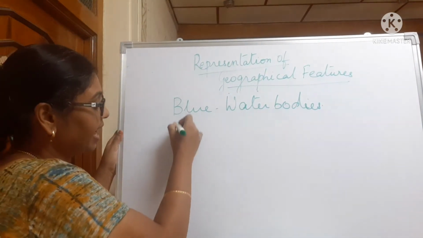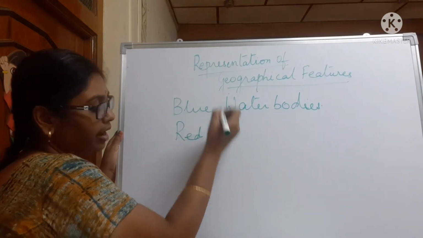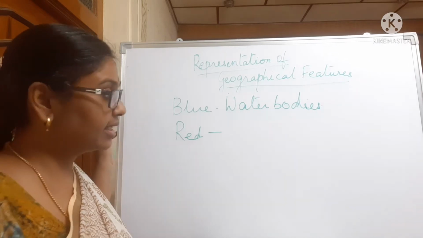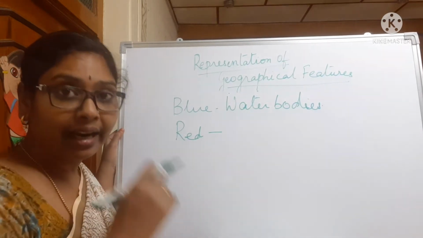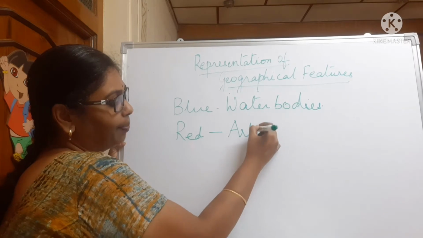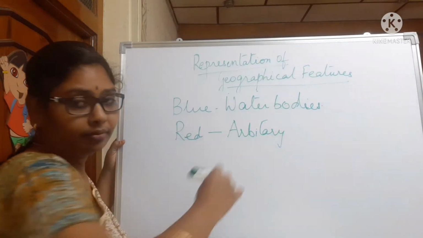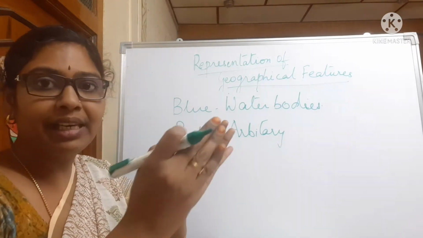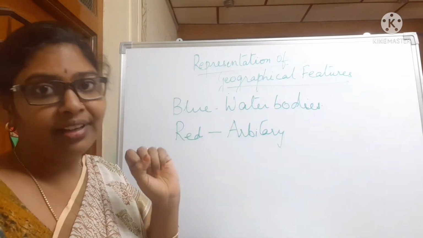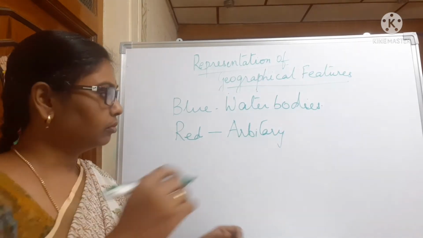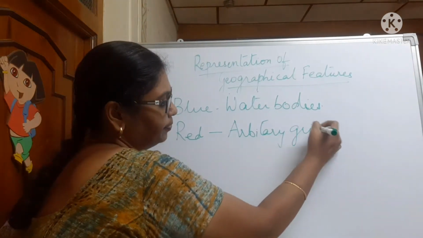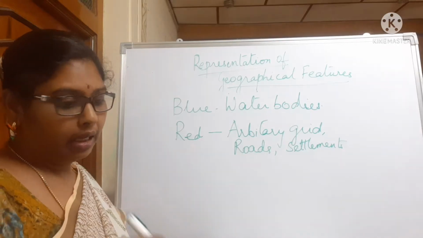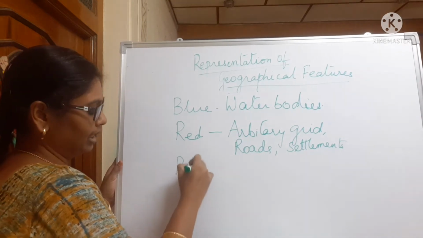Next is red color. Now we have seen the arbitrary grid system. The arbitrary grid system is represented with color red. Apart from these, we have settlements where people live. Roads are given in red color. So arbitrary grid system, roads, settlements. After red color, we see brown color.